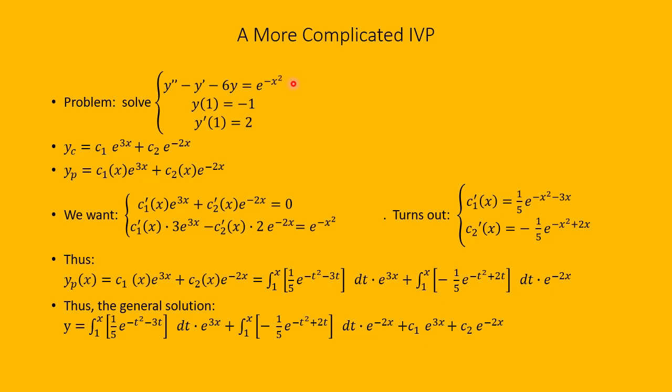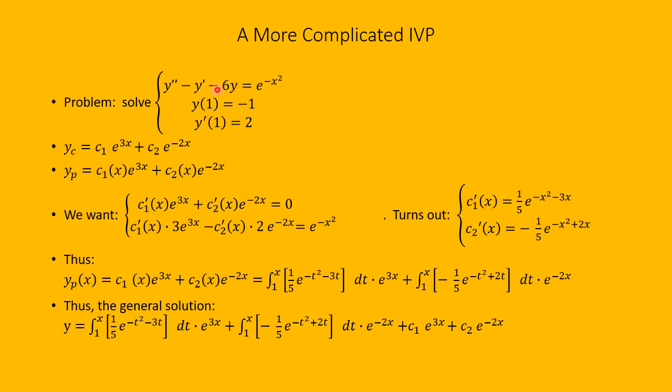So now let's move on to a slightly more complicated problem, an initial value problem. The differential equation, second derivative of y minus the first derivative of y minus 6 times y equals e to the minus x squared. Initial conditions, y of 1 is minus 1, y prime of 1 is equal to 2. So we want to solve this initial value problem.